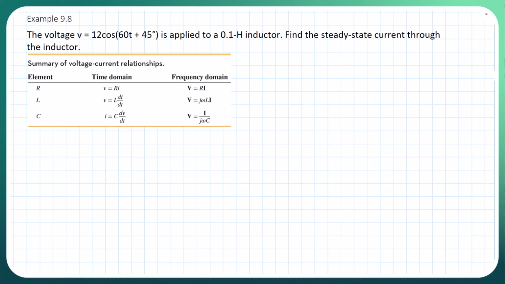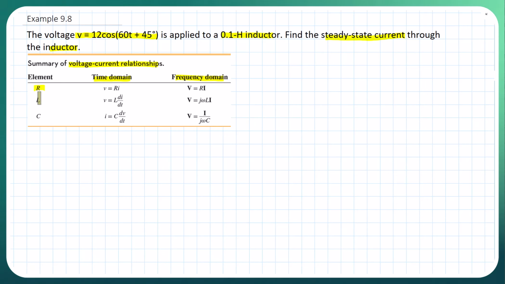For this problem, we have this voltage, V equals 12 cosine 60t plus 45 degrees. It's applied to a 0.1 Henry inductor, and we're told to find the steady state current through this inductor. The key thing here is to know this table where we have the voltage-current relationships between the time and frequency or phasor domain for each element.